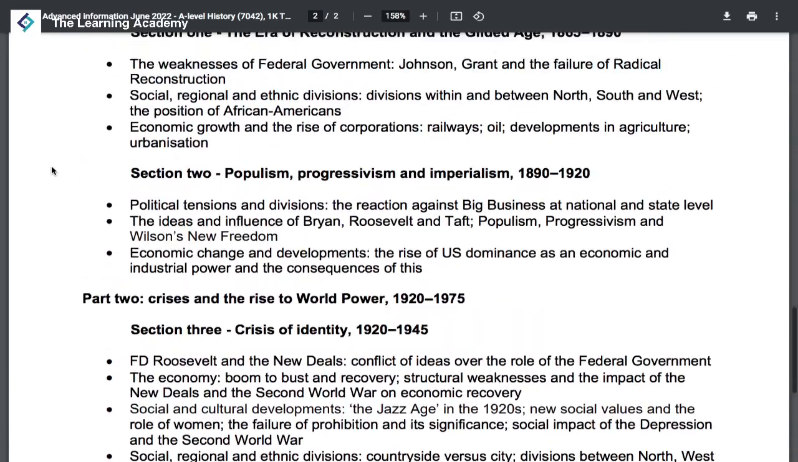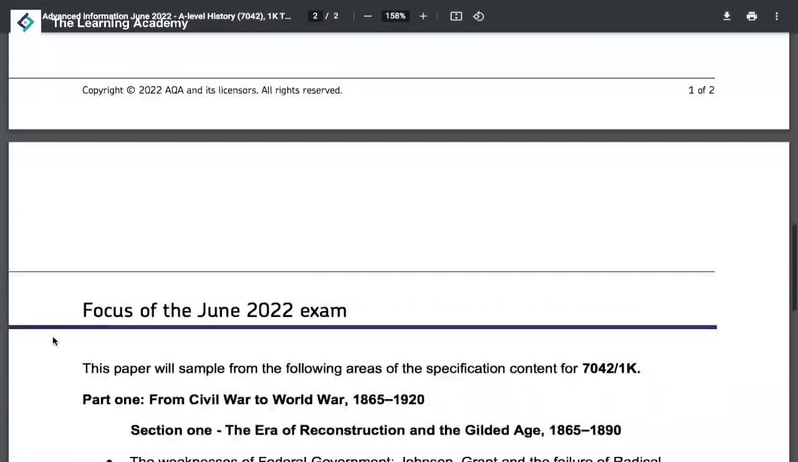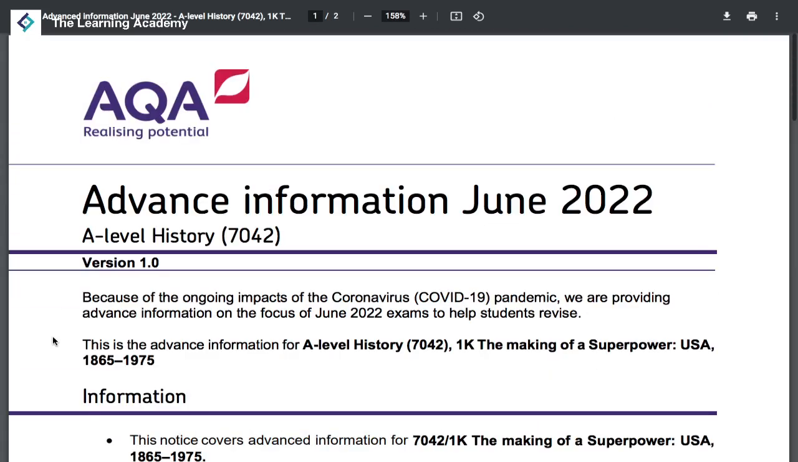So we're going to be covering lessons on all of these topics, so these will be coming out over the next few months as we go into and develop into the June 2022 exams.